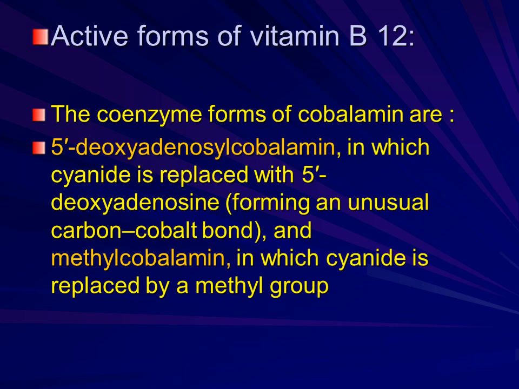The active forms of vitamin B12, the coenzyme forms of cobalamin, are 5-deoxyadenosylcobalamin, in which cyanide is replaced with 5-deoxyadenosine, forming an unusual carbon-cobalt bond, and methylcobalamin, in which cyanide is replaced by a methyl group. إذن الأكتف form of vitamin B12 هو two active forms.